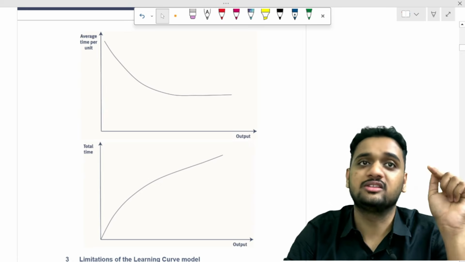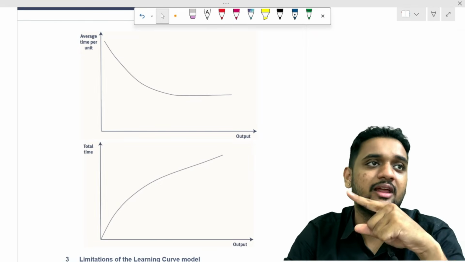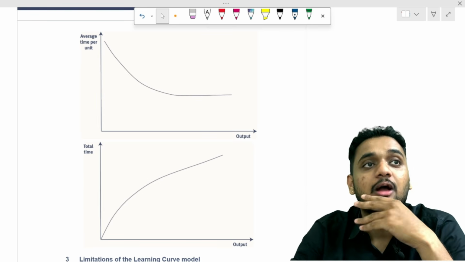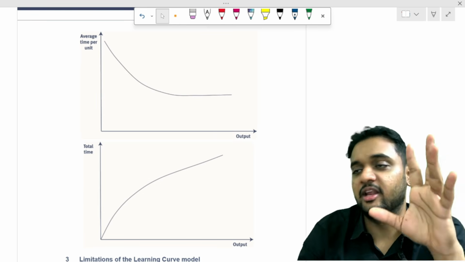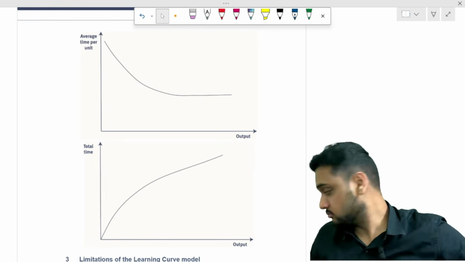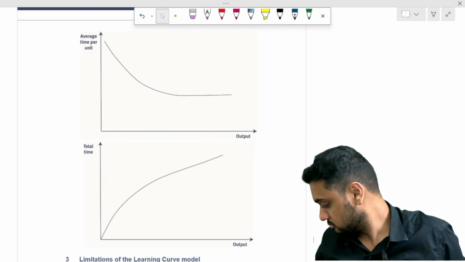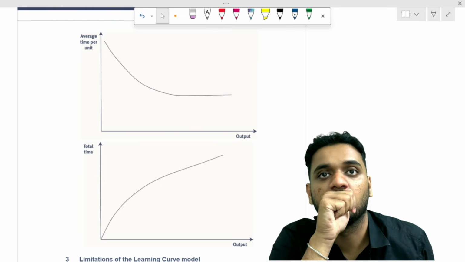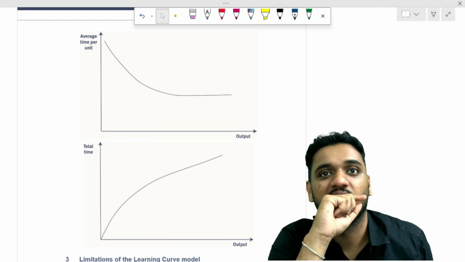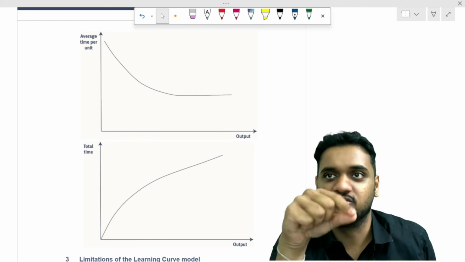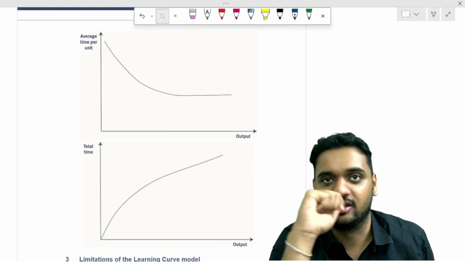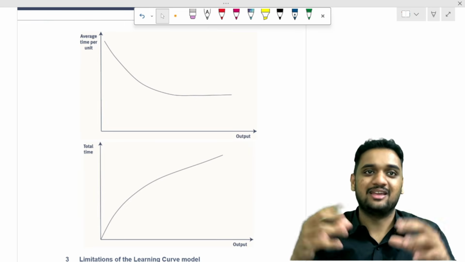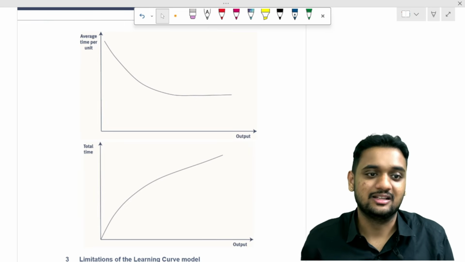Okay, you tell me this. As my units keep on increasing, will my total time increase or decrease? Increase. Total time will increase. But the average time for each unit keeps on reducing. That is why you are seeing that graph.